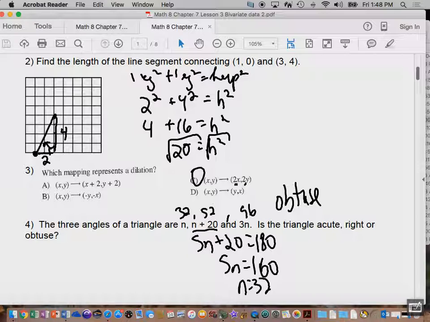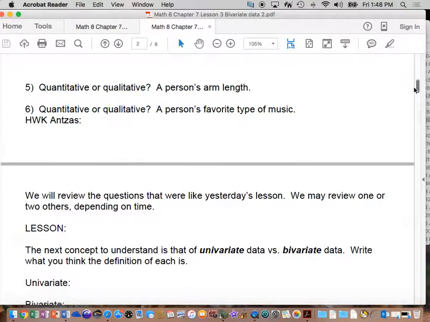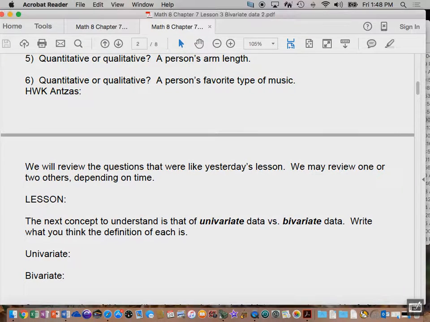Is it possible to have 2 angles greater than 90 degrees in a triangle? No, because then you would have a number greater than 180. Right? Okay. Quantitative or qualitative? A person's arm length. Quantitative. Good. Qualitative or quantitative? Favorite type of music? Qualitative. Very good. Okay.